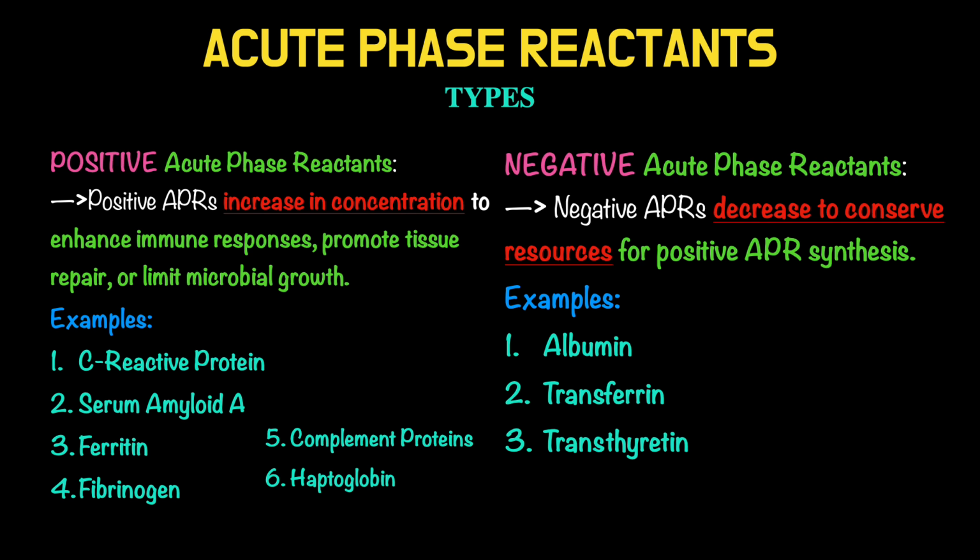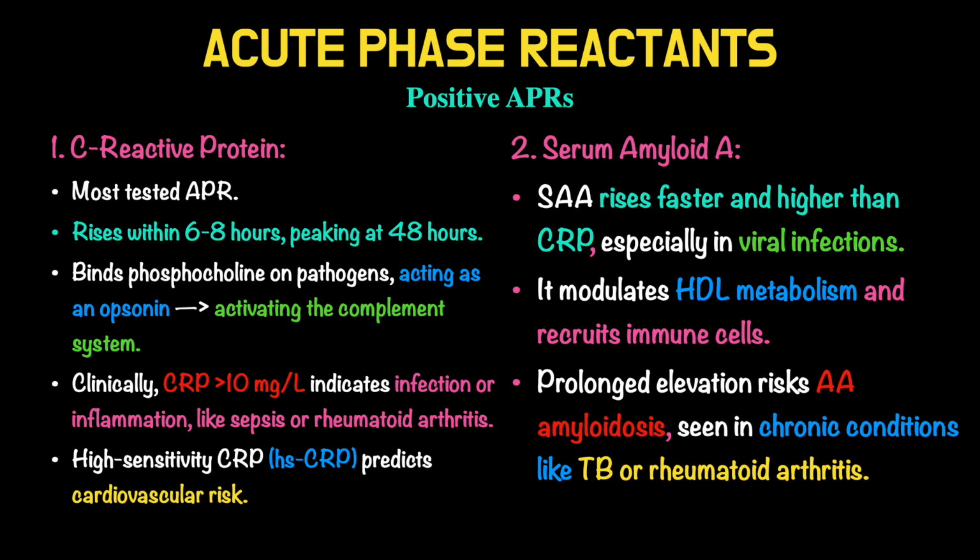So let's talk about each of them individually. C-reactive protein is the most tested acute phase reactant. Probably you have noticed it in many diseases, right? It rises within 6 to 8 hours of the insult, peaking at 48 hours. It binds to phosphocholine on pathogens. Pathogens have the phosphocholine molecule, so this protein binds to it and acts as an opsonin, and it activates the complement system. So a complement-activated response would be there if there is an increase in C-reactive protein.